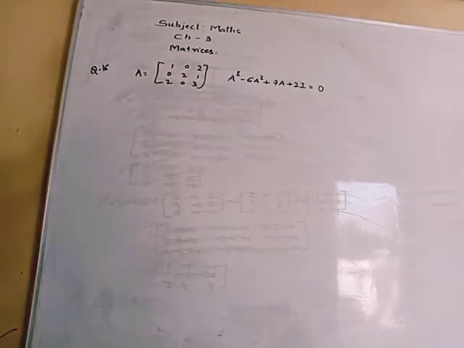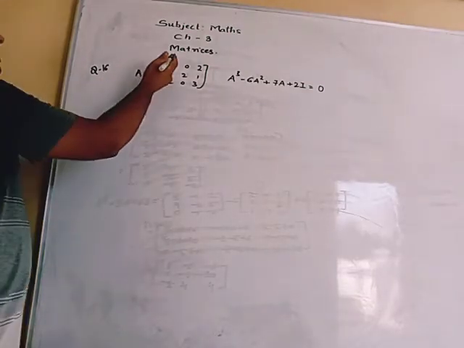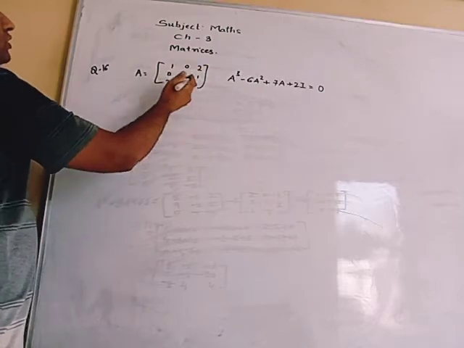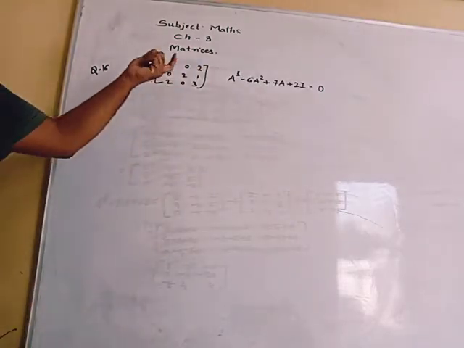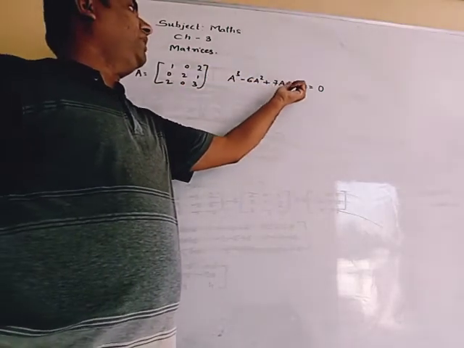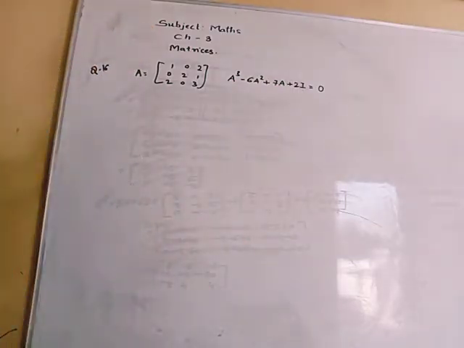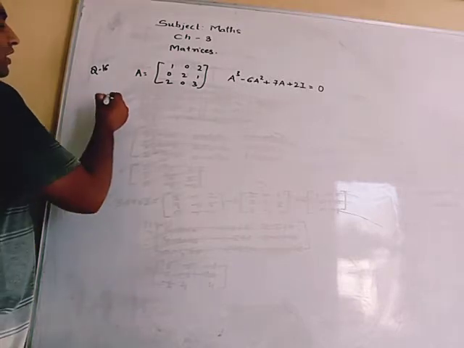Now we have question number 16. A matrix is given, 3 cross 3: [1, 0, 2; 0, 2, 1; 2, 0, 3]. Then find A cube minus 6A square plus 7A plus 2I equals the zero matrix. Like that way we have to prove. So to find out A cube, first we have to find out A square.